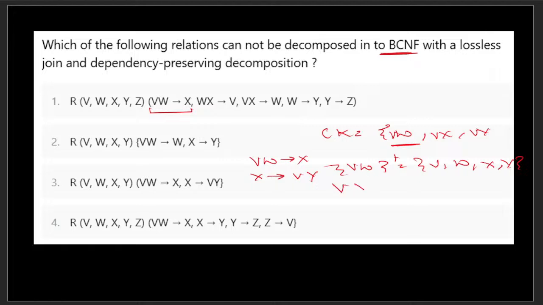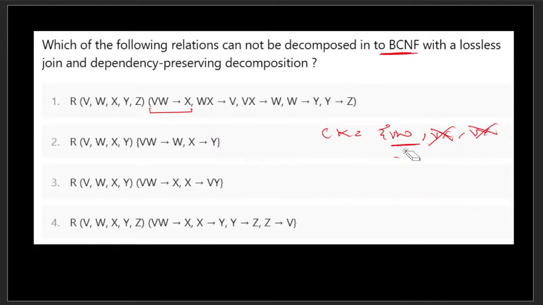And if you see VX, X alone can derive just Y, and Y cannot derive anything, so VX is definitely not a candidate key. And VY, V and Y are not deriving anything, so VY is also not a candidate key. So here the candidate key is just one, which is VW. VW is a candidate key here. So this is a candidate key and this is not a candidate key, so definitely this cannot be decomposed into BCNF.